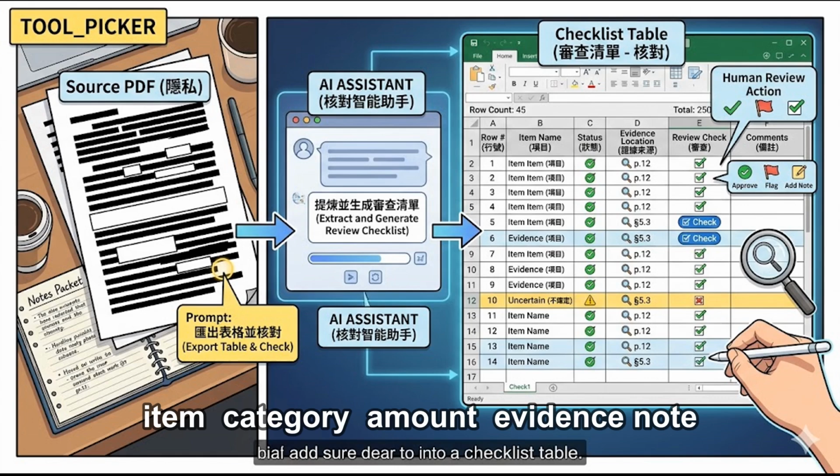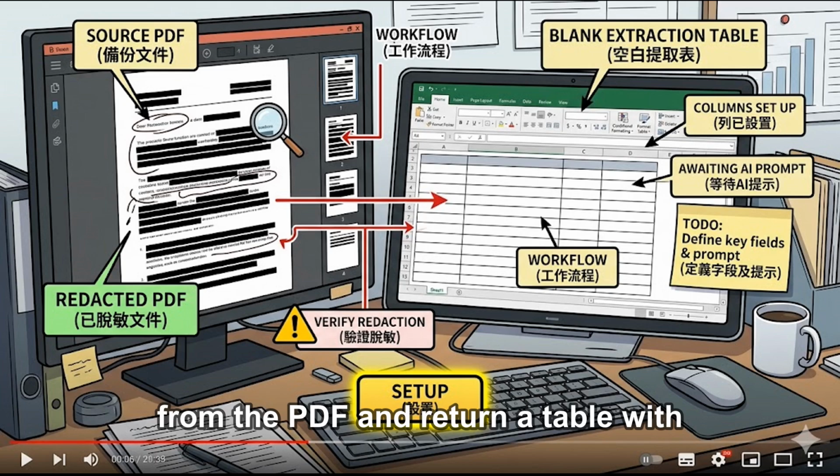Step 2 is the first prompt. Ask the AI to extract only visible rows from the PDF and return a table with those exact columns. Tell it not to invent missing dates, missing categories, or missing amounts. Tell it to mark uncertain cells as needs review.